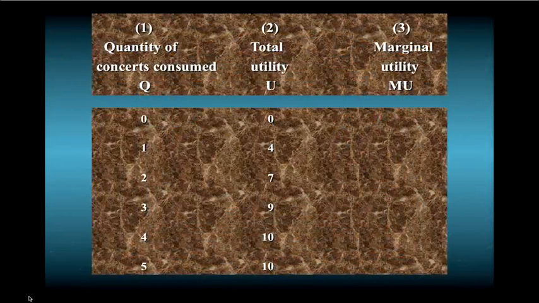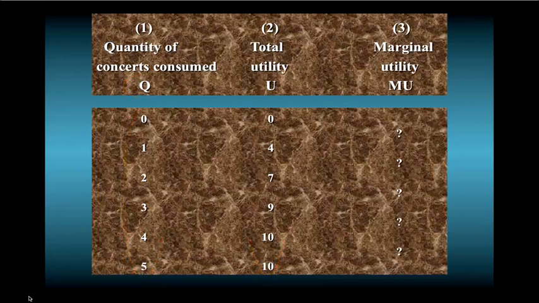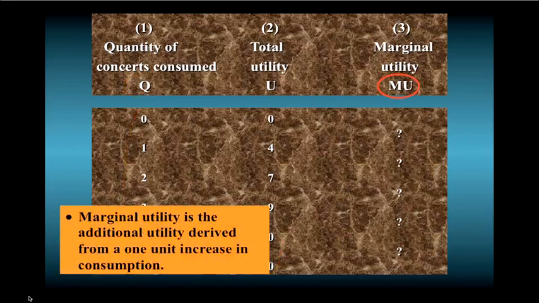So let's take a look at this table. It shows the quantity of music concerts consumed, Q, and the total utility or pleasure, U, that Phil, our music connoisseur, would gain from that consumption. Note that as consumption increases from 0 to 5, utility increases from 0 to 10. Now let's use this table to derive the marginal utility. It is simply the additional utility that Phil would derive from a 1 unit increase in consumption. So if Phil moves from 0 to 1 concert and total utility increases from 0 to 4, what's Phil's marginal utility?